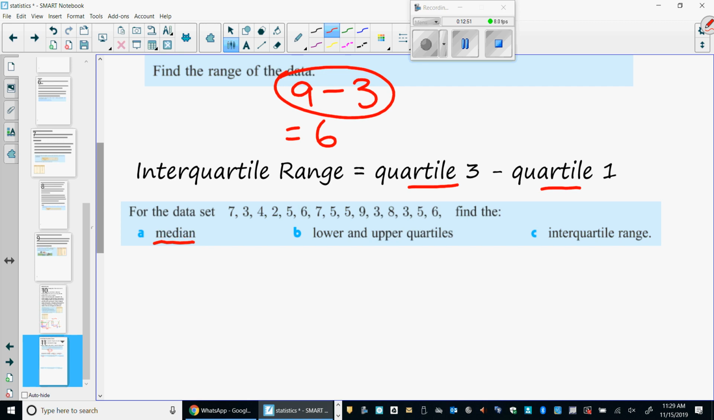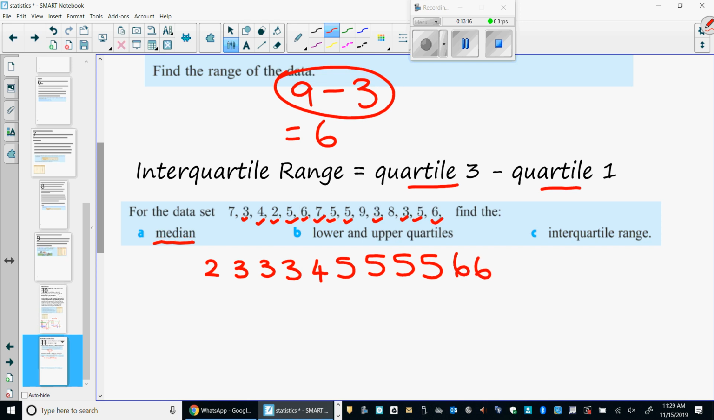So I can see that I've got a 2. I've got 3 3s, 1 4, 4 5s, 2 6s, 2 7s, and 1 8 and 1 9.